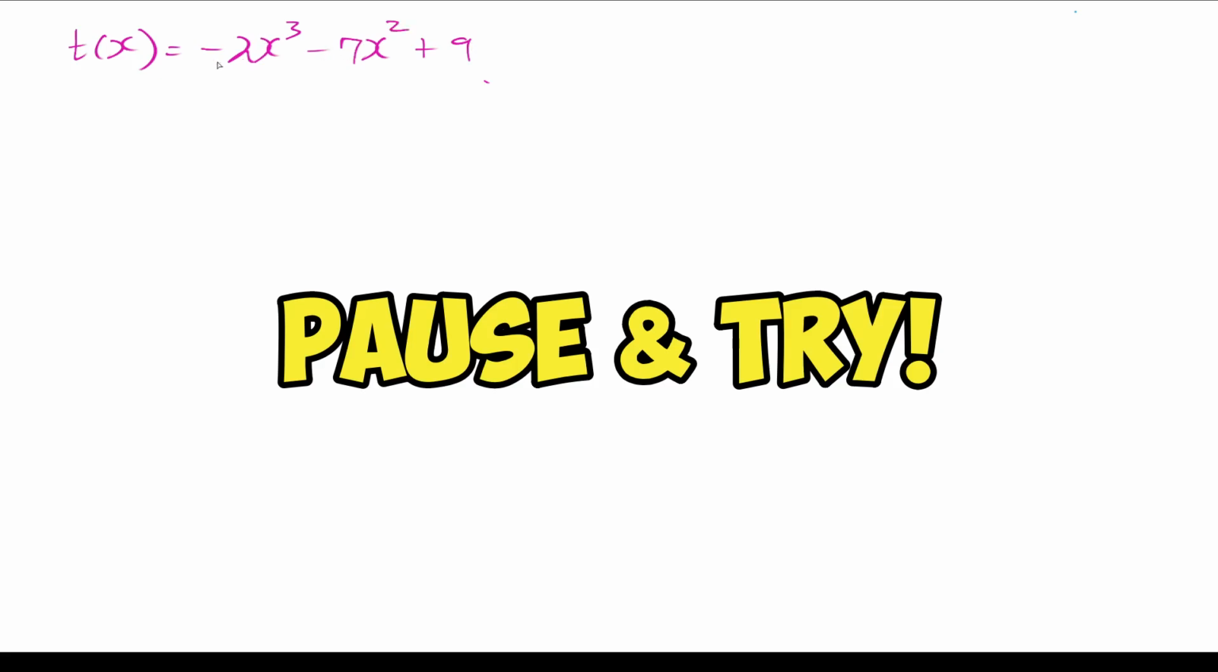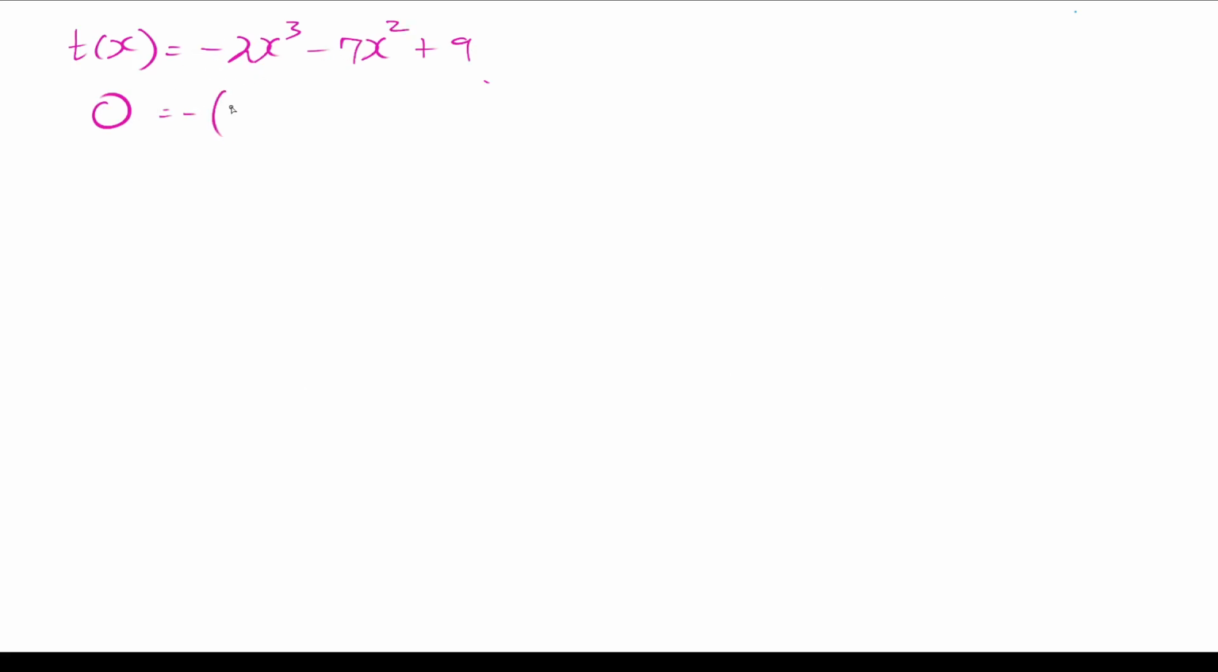Okay, so the next one is officially, I think, a funny bunny. T of x equals negative 2x to the 3 minus 7x squared plus 9. And I'm just going to factorize the negative 2x to the 3 plus 7x squared minus 9.